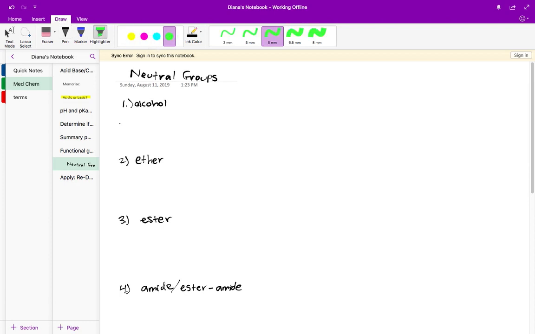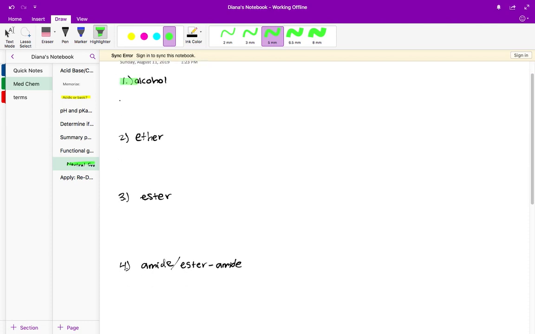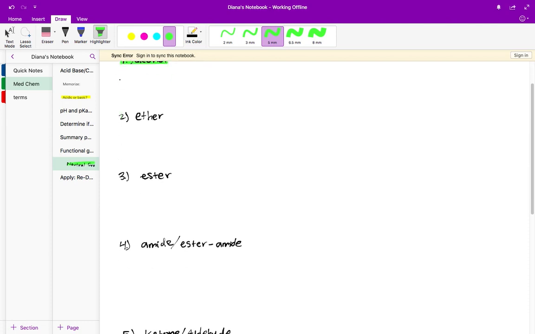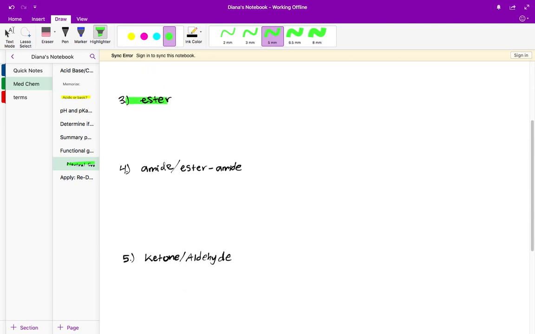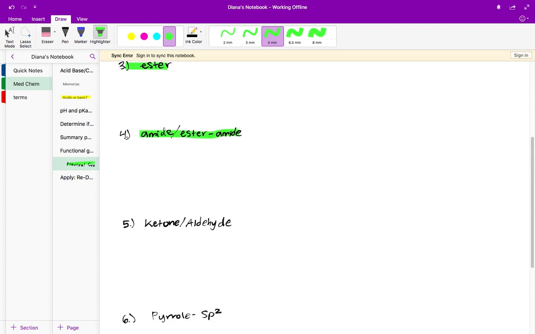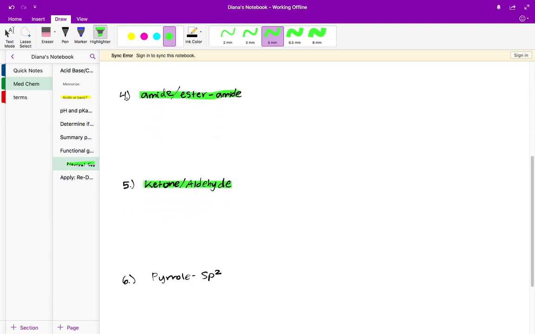So our neutral functional groups are going to include alcohols, ethers, esters, amides and ester amides, ketones and aldehydes, and pyrrole.